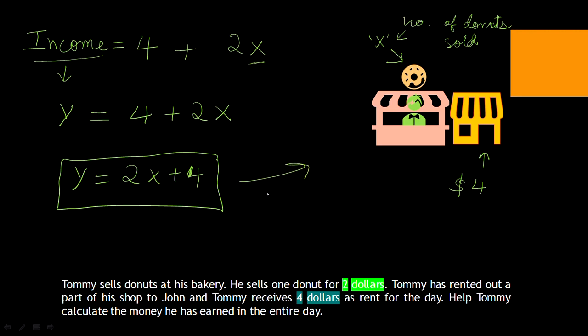But this here is the equation that represents Tommy's situation. And every time Tommy sells a fixed number of donuts, he can plug that value here instead of x and calculate his total income. So that is how we can form an equation for such a situation.